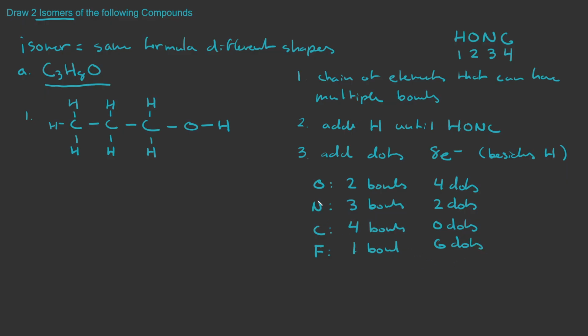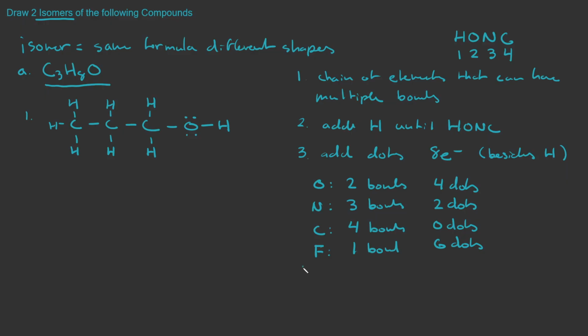And so, based off of this, we know that we have carbons and oxygens that we have to count for. This oxygen right here needs to have 4 dots, and so we add 4 dots to the molecule. And then all of our carbons are happy because they have 4 bonds with 0 dots. And so this is our first isomer of C3H8O.